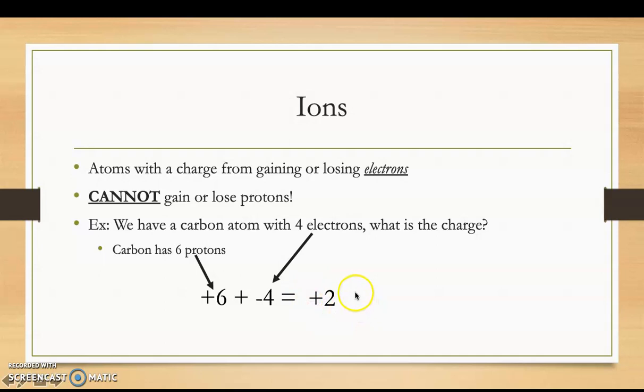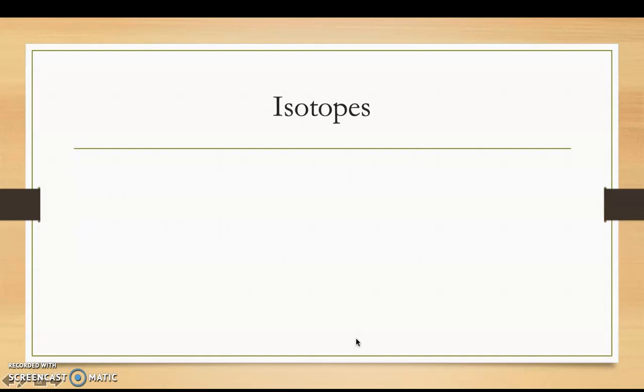So my charge on my carbon here is a plus 2, and how we would show that is we would have the C with plus 2 as a superscript, as an exponent, showing that this carbon atom has a plus 2 charge. Now, isotopes are a little different.